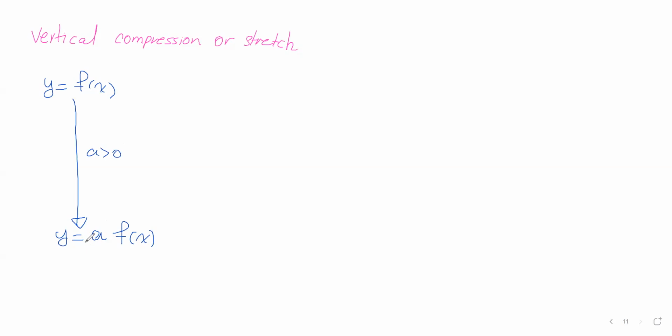Based on a, if a is larger than 1, it's a vertical stretch. So you stretch your graph, okay? If a is between 0 and 1, it's compression. You compress it, it's like you're pushing it. So if a is between 0 and 1, it's a vertical compression. And if a is larger than 1, it's a vertical stretch. Okay, so let's see what I mean by that. Let's just see examples. Examples are always good.